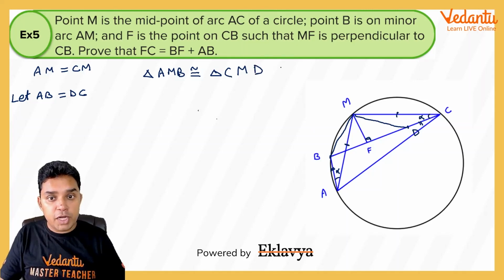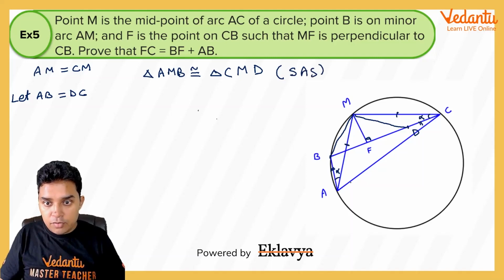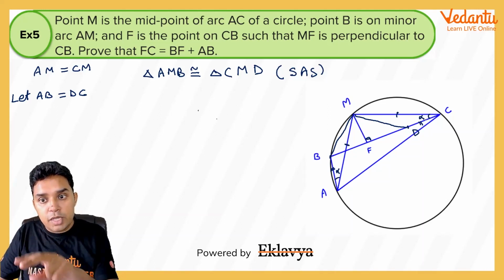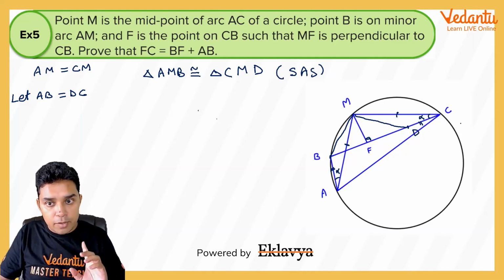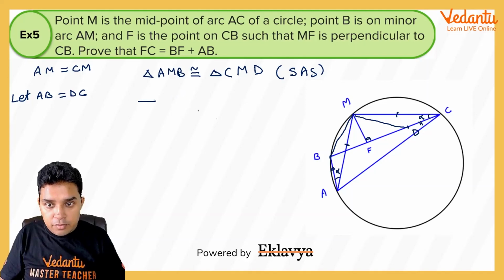And from which criteria am I talking about? I think side, angle, side. You can see once again AB and AM are two sides in this triangle, whereas DC and CM are the two sides in the other triangle, and the angle included between them is the same alpha. So from this we can say BM will become equal to MD.